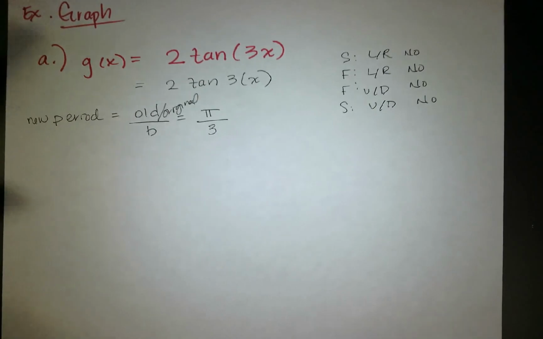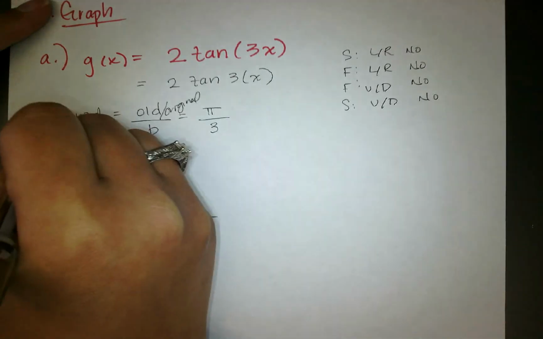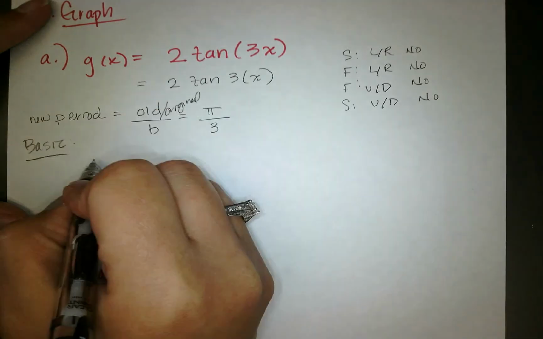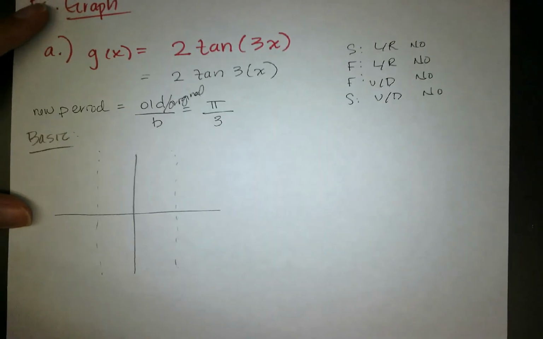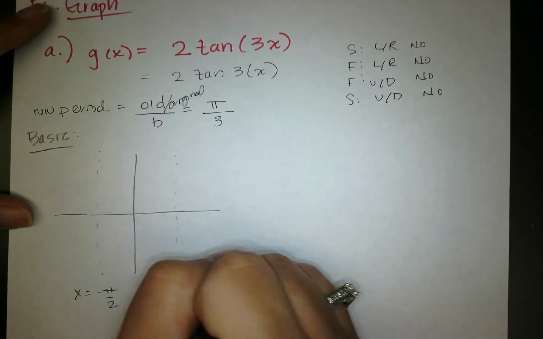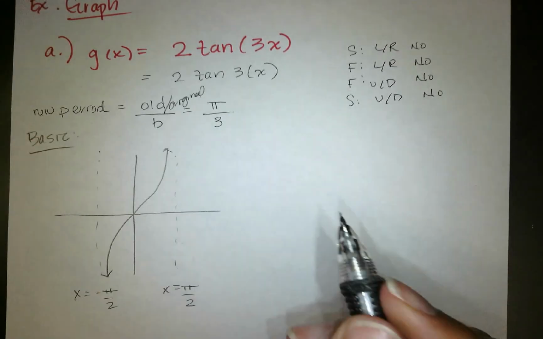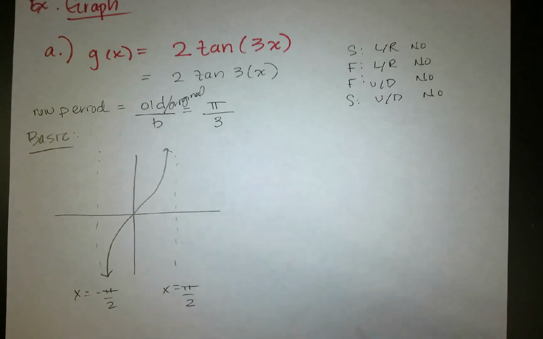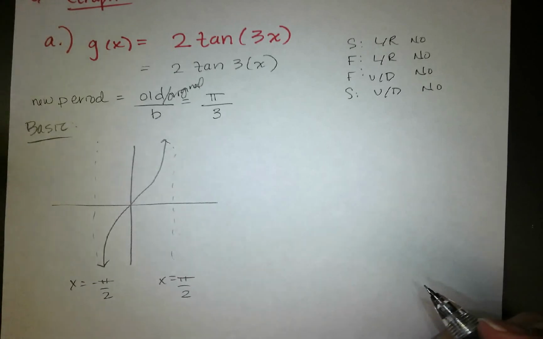So, I'm going to start with my original. Just to remember, my basic tangent, we split it in half. Half of it on the positive side, half of it on the negative side. X equals negative pi over 2, x equals pi over 2. And it goes through the origin, and it's not flat. My first picture kind of made it look flat, but it's not like a cubic, it's not flat. So there's my original. That's what you would have to show on your basic.